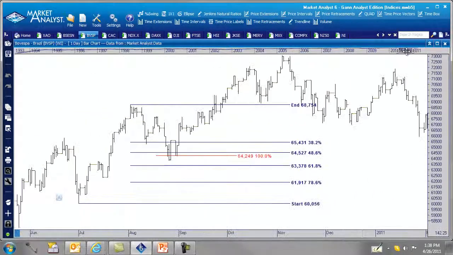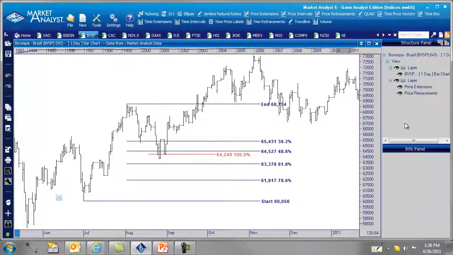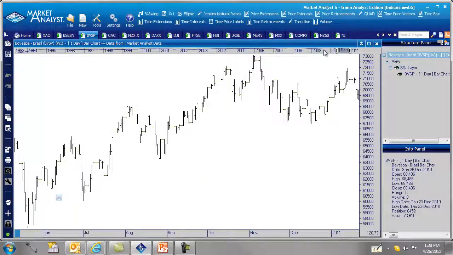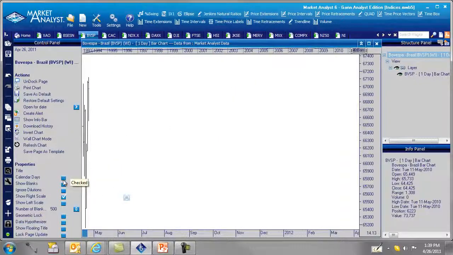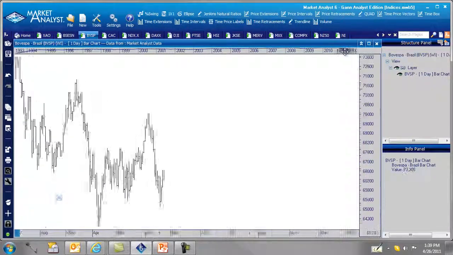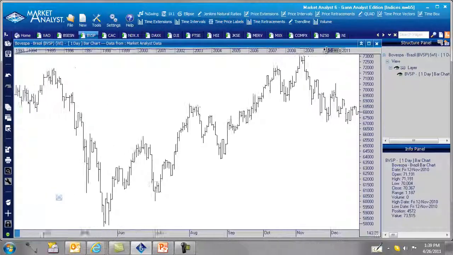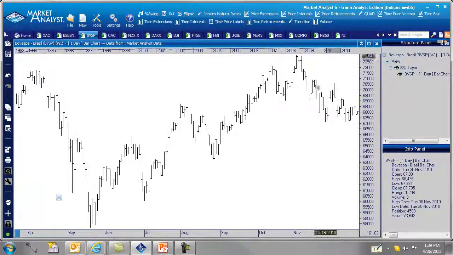Okay, here's another one over here. This is the index in Brazil. Once again, I'll open up my control panel, delete the layer, nothing left there. It is a calendar day chart, so to make it easier on you, I'll turn off the calendar days. Scroll back to this trend continuation Gartley.